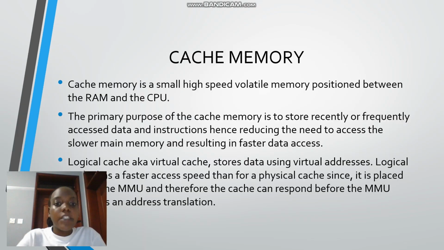So cache memory is a small high-speed volatile memory which is positioned between the RAM and the CPU. The cache memory can access data at a much faster rate than the RAM since it contains a copy of portions of the main memory, which is the RAM. The primary purpose of the cache memory is to store recently or frequently accessed data and instructions, hence reducing the need to access the slower main memory and resulting in faster data access.